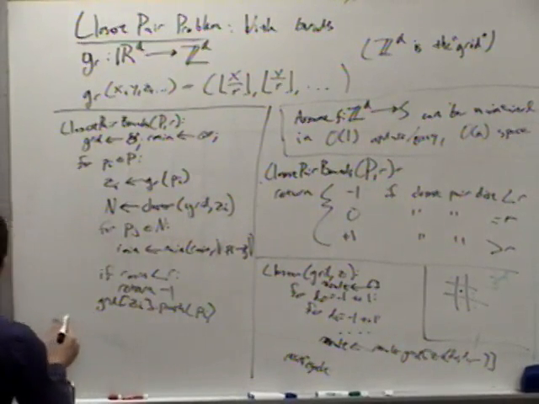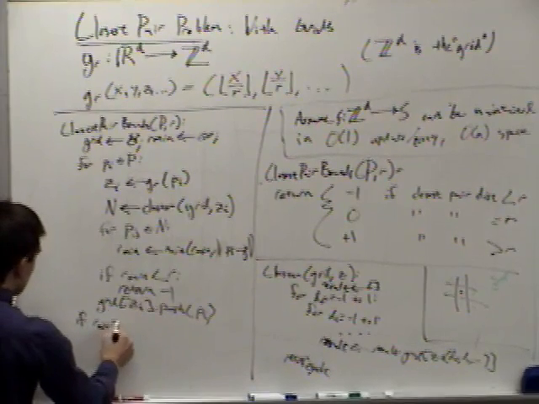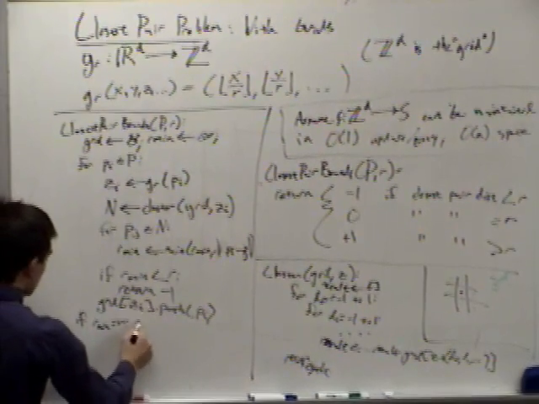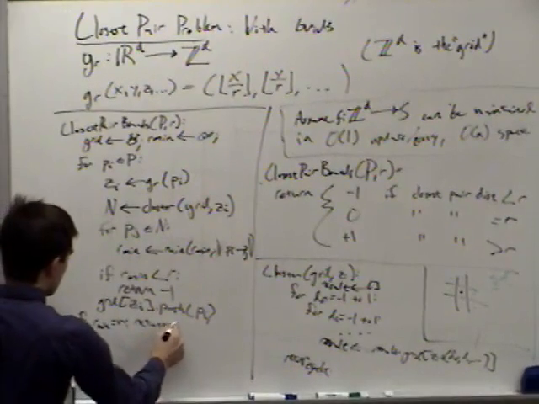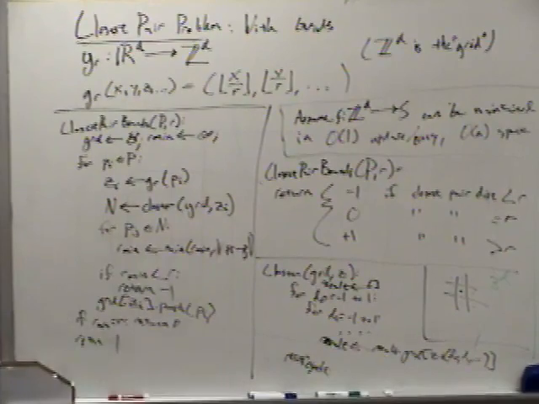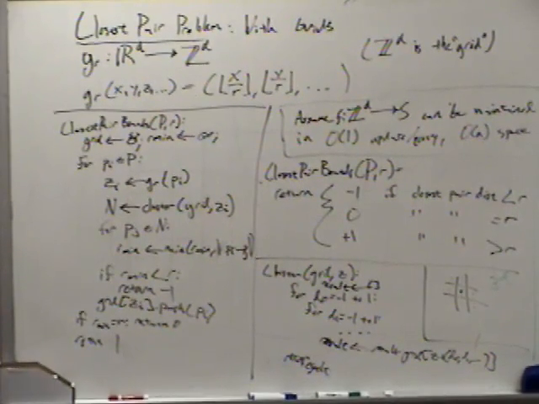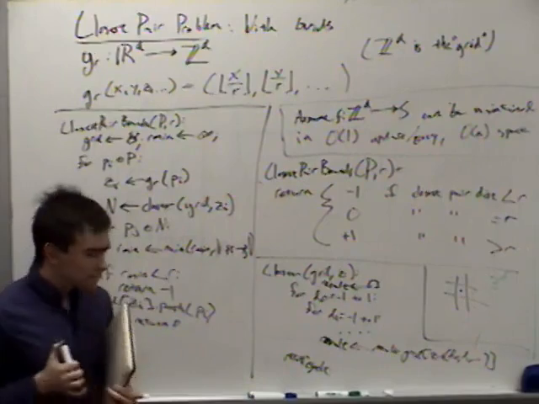Then after the loop is finished, we'll say if r min equals r, return 0. Otherwise, return 1. So I claim that this will actually run in order n time, completely deterministic, no matter what inputs you give me.